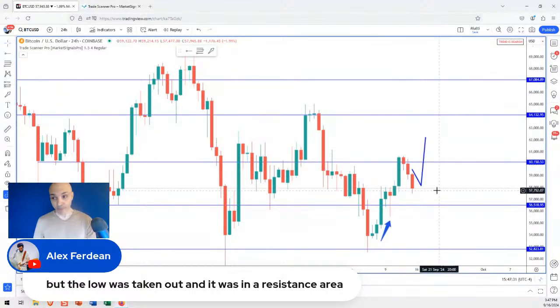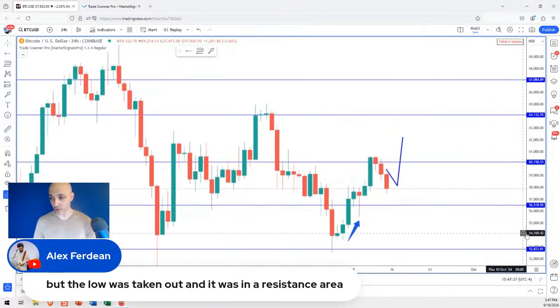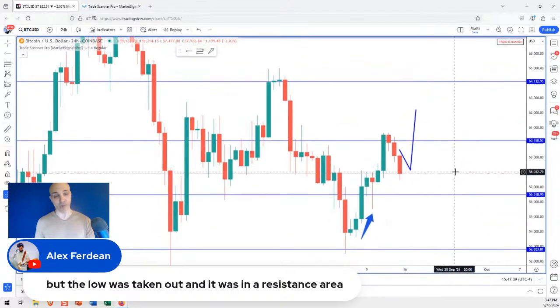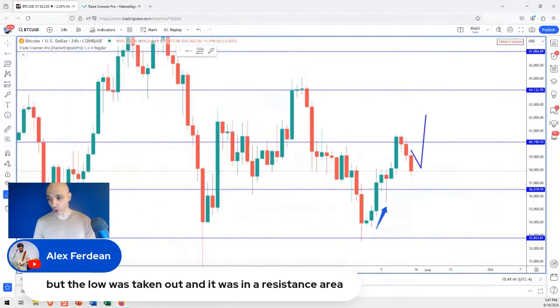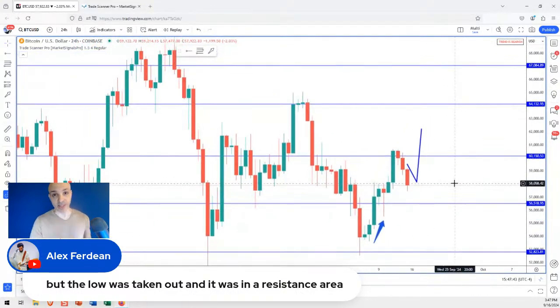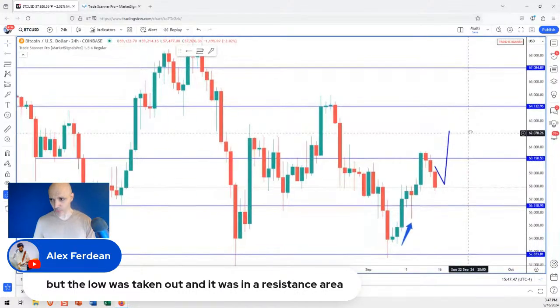If it doesn't happen and we just keep taking out the daily candle lows, it's possible we can get back into the 53s, 52s, 50s. It's possible. So just be open to both scenarios and let the market throw the ball. All right, now, let me know if you have questions about that.